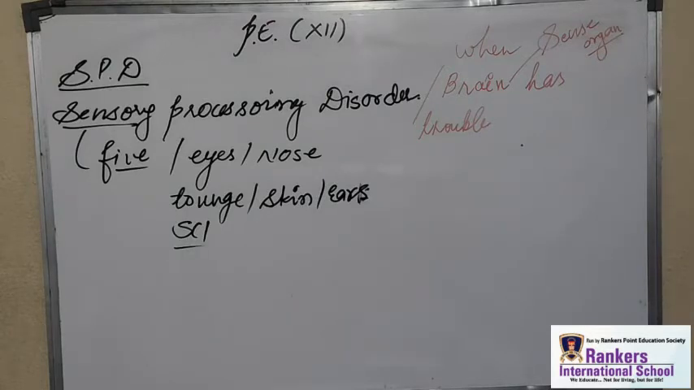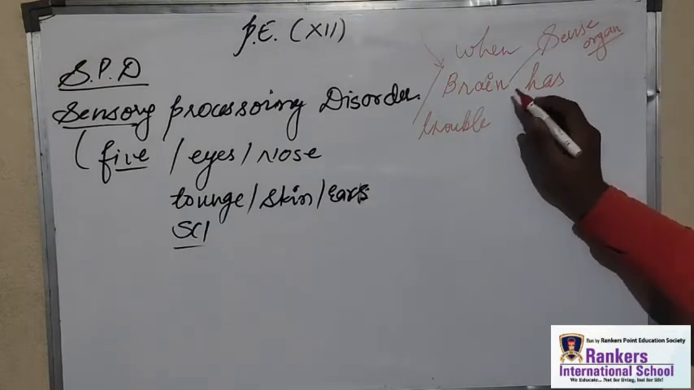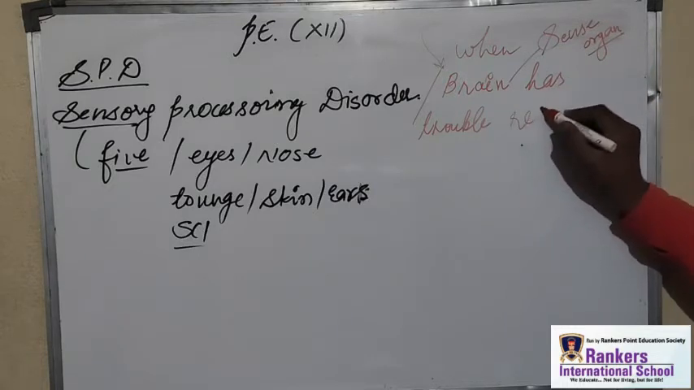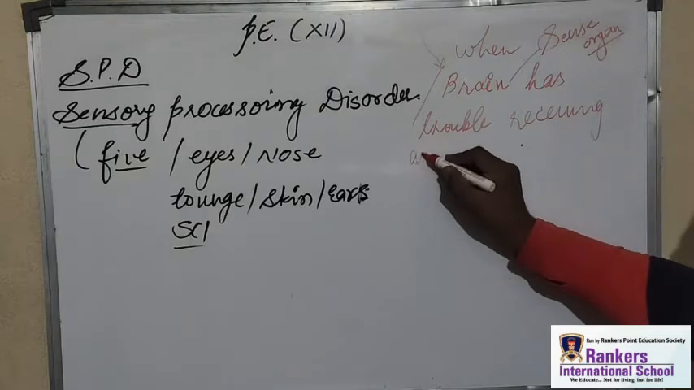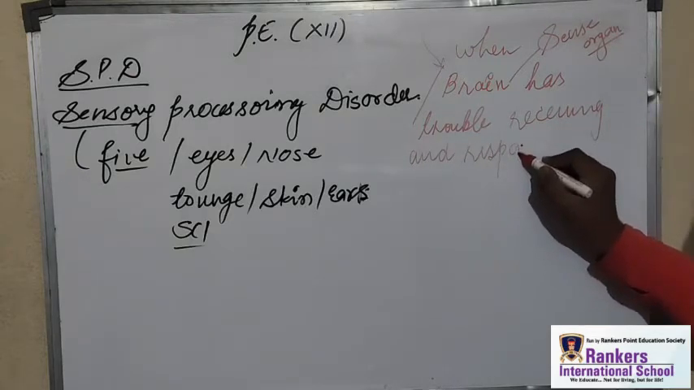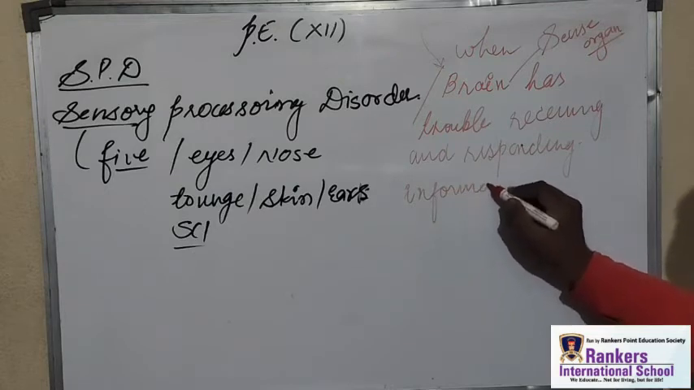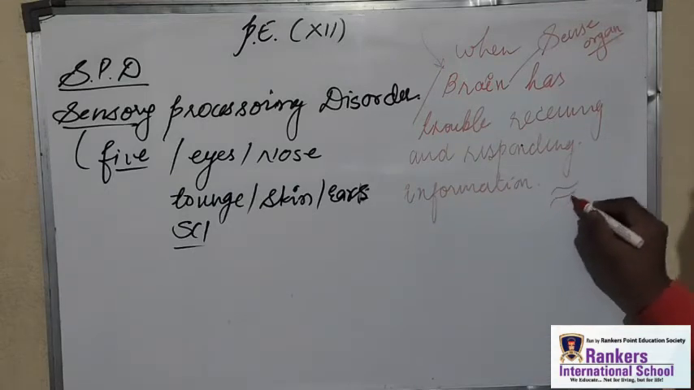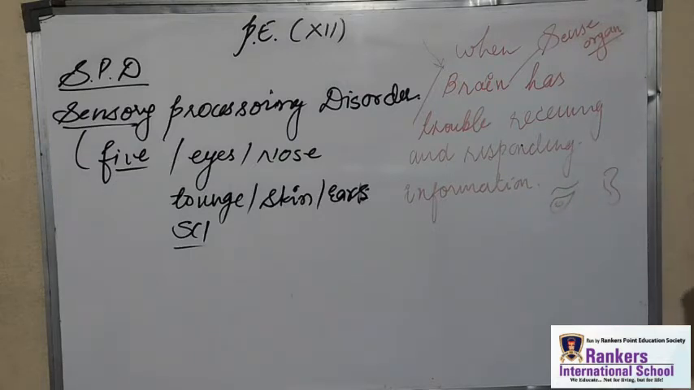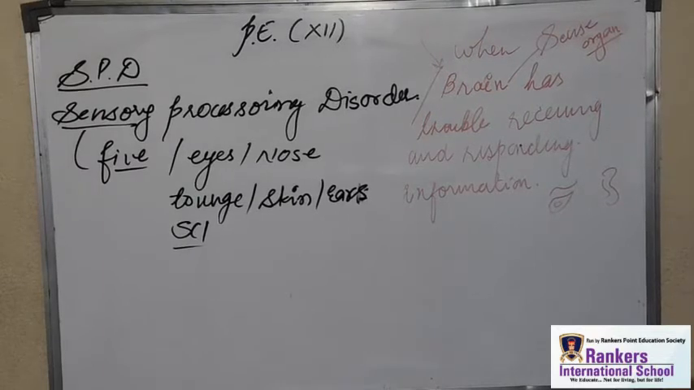It's a condition of your brain when it has trouble receiving and responding to information through our sense organs: skin, eye, nose, etc. Got it? So basically, sensory processing disorder is a condition where there is trouble responding to and receiving the information that comes through the sense organs, right?